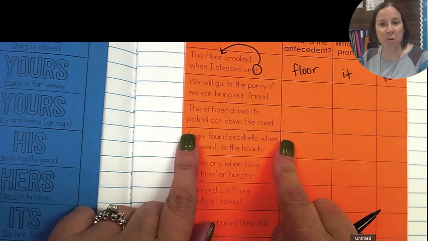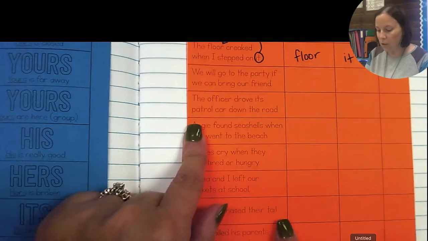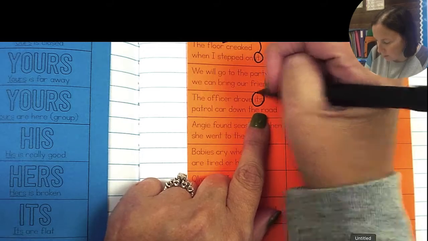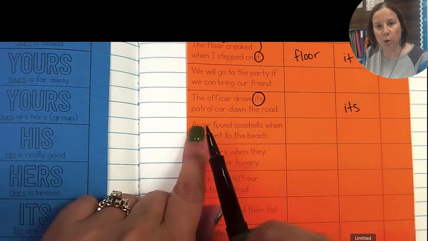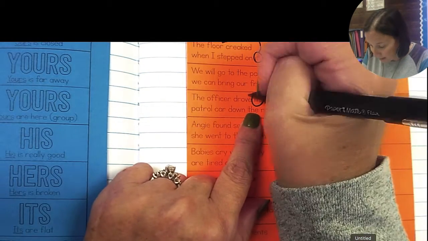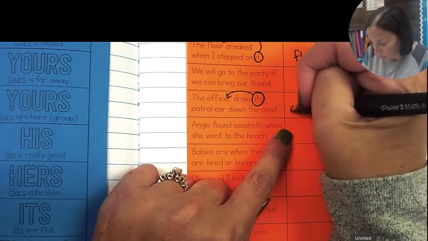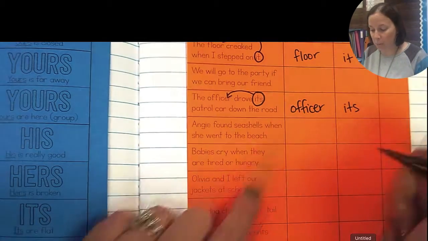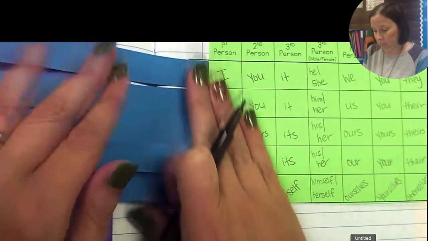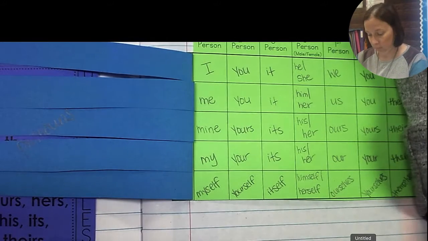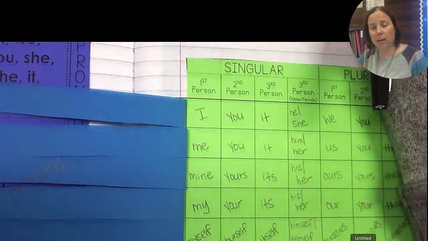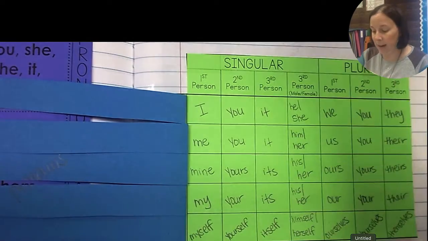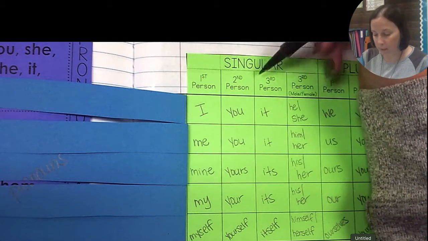The officer drove its patrol car down the road. So our pronoun is its. So I'm going to put its here. So when I talk about this, the officer drove its patrol car down the road. Hopefully we caught on that its means the officer. So an officer is singular, but it's not an object, right?